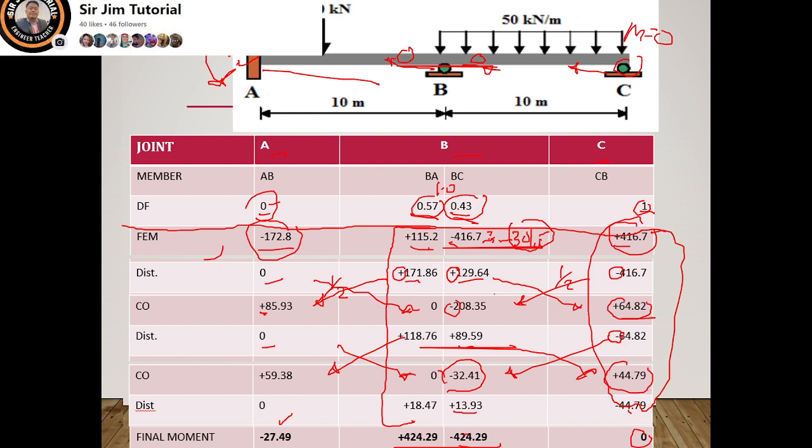Take note that this should be the same. If there is a discrepancy, a little of point something, it's okay. If it's big, there's something wrong with the calculation. Take note that this one should be positive, the other one should be negative. Okay, so that's all for today. This is for the moment distribution. Okay, thank you.